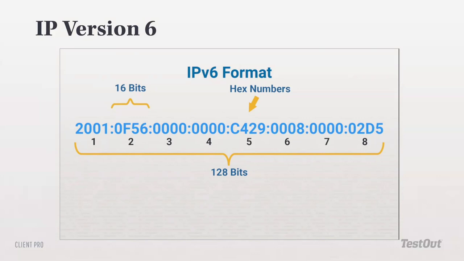And we have 8 hexadecimal sets of 4. And notice that's why we're using hexadecimal notation, because this would be a really long number if we were using binary notation. And since each hexadecimal digit corresponds to 4 binary bits, each of these blocks of 4 is then 4 times 4, or 16 bits.